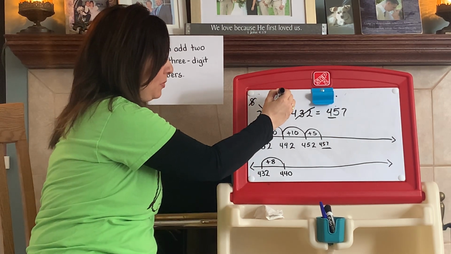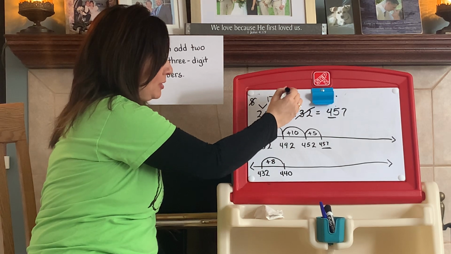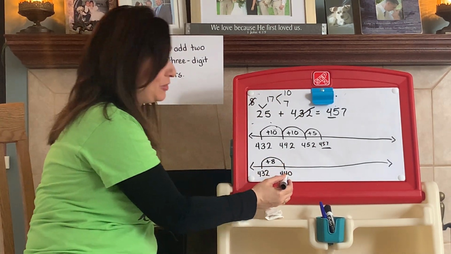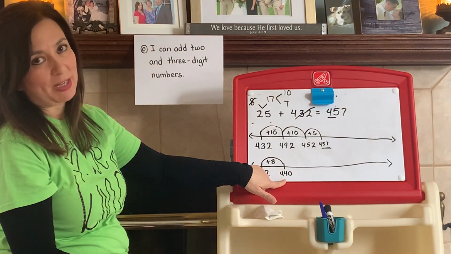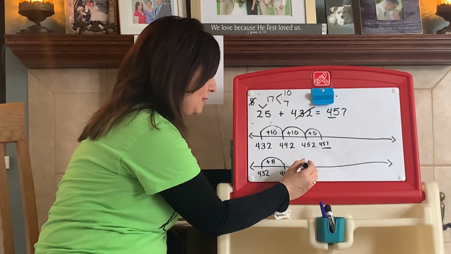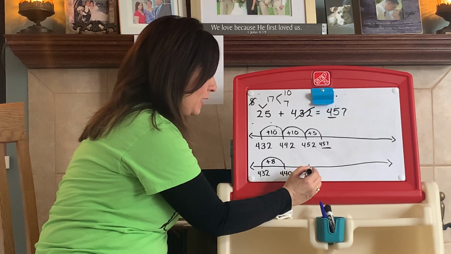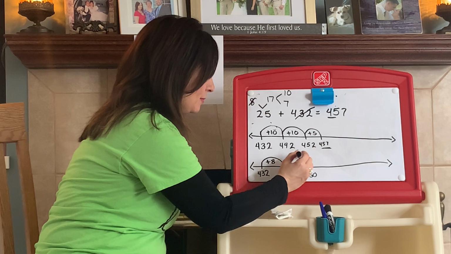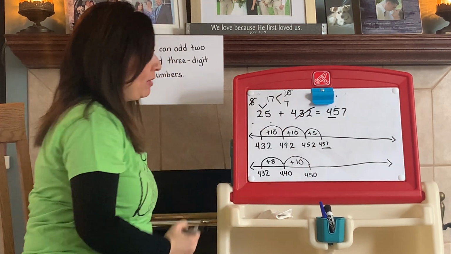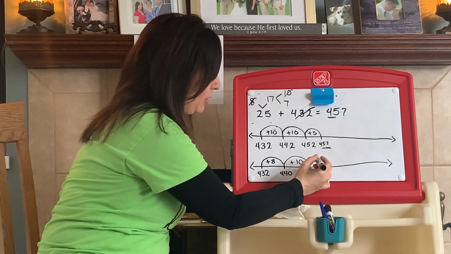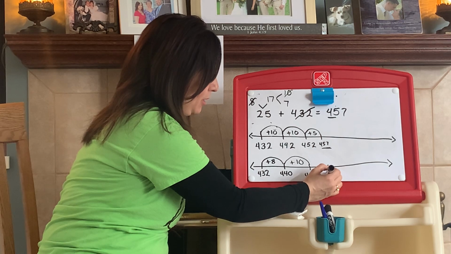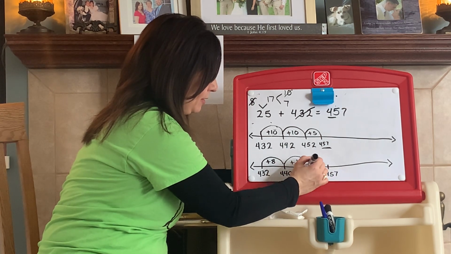Now I'm going to decompose 17 into 10 and 7. I'll jump 10. It's so easy. I'm at a friendly number. I'm at a multiple of 10. It's so easy to add 10. 440 plus 10 is 450. And now I just have the 7 left to jump. 450 plus 7 is 457.